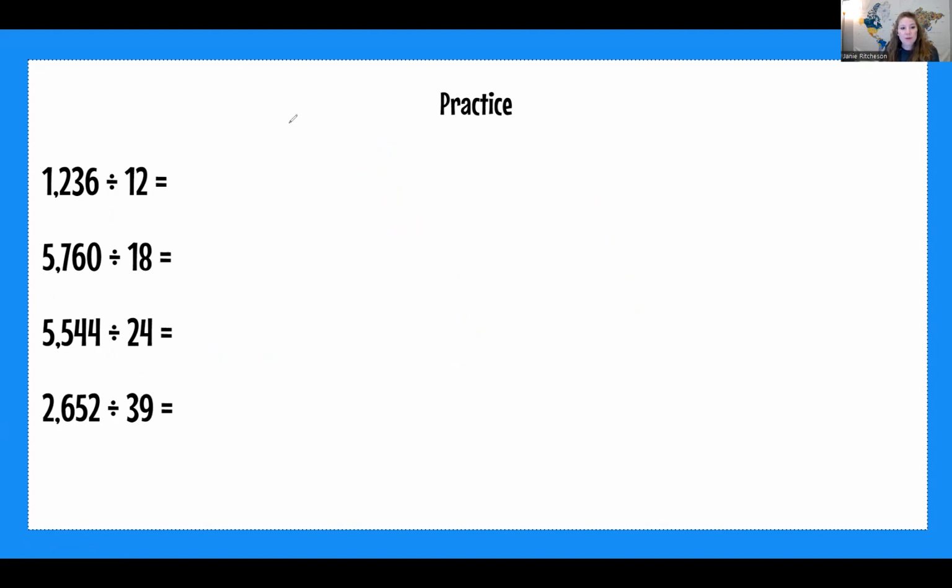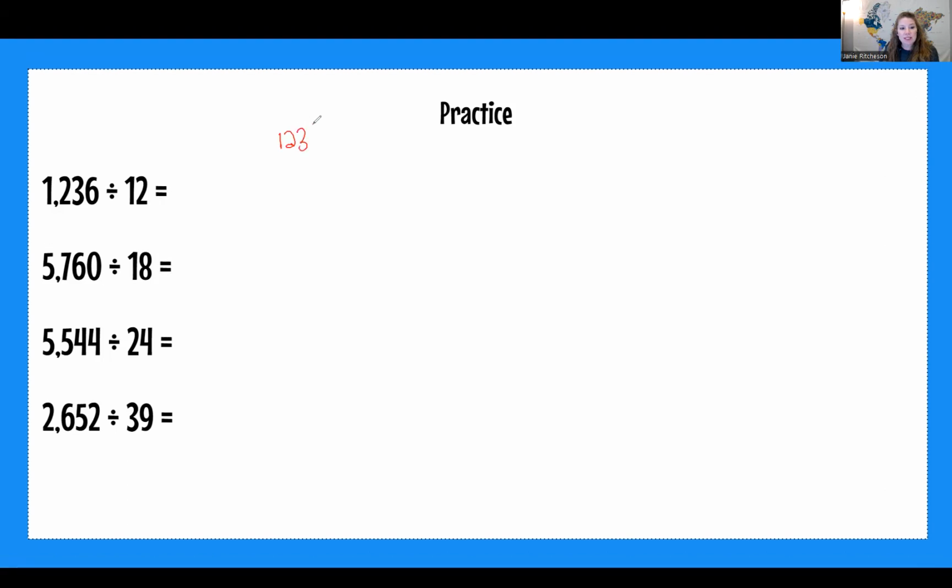All right, so I'm going to write 1,236 in the box. The divisor, 12, goes on the outside. Will 12 go into 1? Nope, it'll go into 12 one time. 1 times 12 is 12. I have a remainder of 0. Now I'm allowed to bring down a 3.